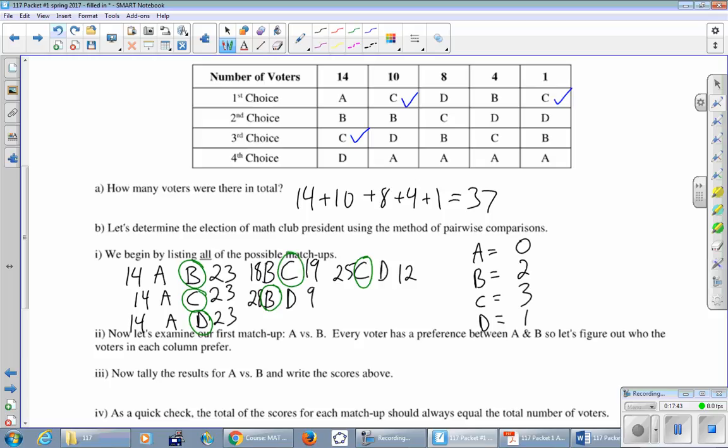Again, if there had been a tie in any of these, which wouldn't be possible with an odd number, 37 voters, if it's a tie, then each candidate would get half of a point for that particular head-to-head matchup. Okay, and so we've got our winner here with the most number of points, and that is C, 3 points.